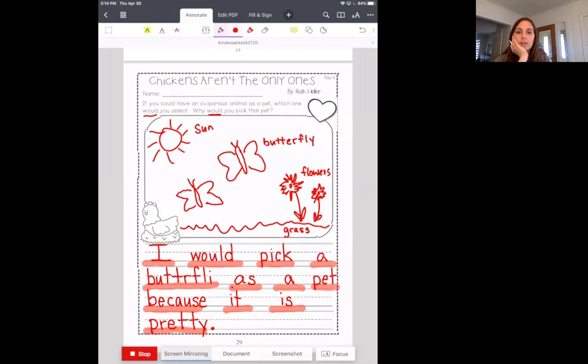So remember, the labels and the details help give more information about what's happening. You have more of a setting because you can see my sun. You know that we're outside, showed you there's grass and flowers. You can probably guess the season. It might be spring or summer. So when you are writing, I want you to have lots of details and as much labeling as you can.